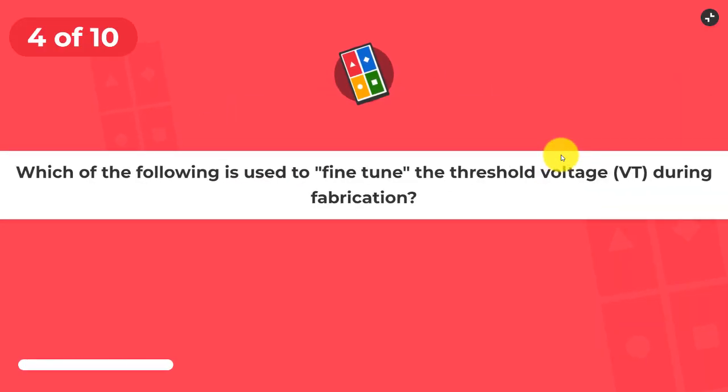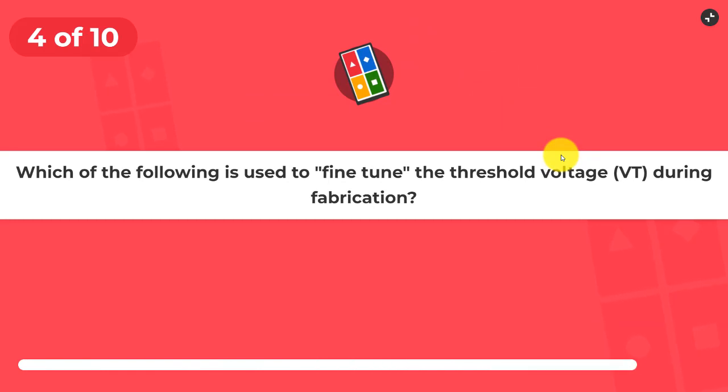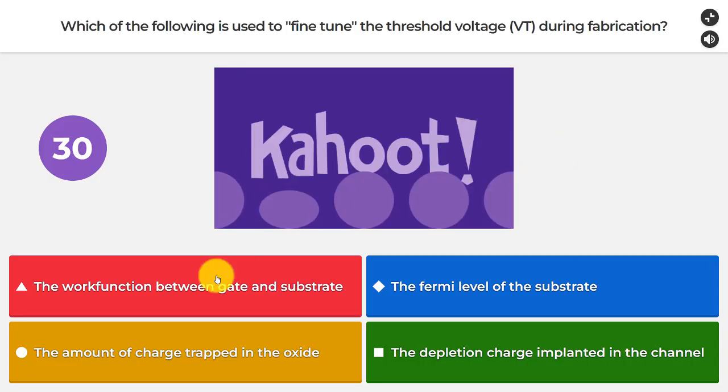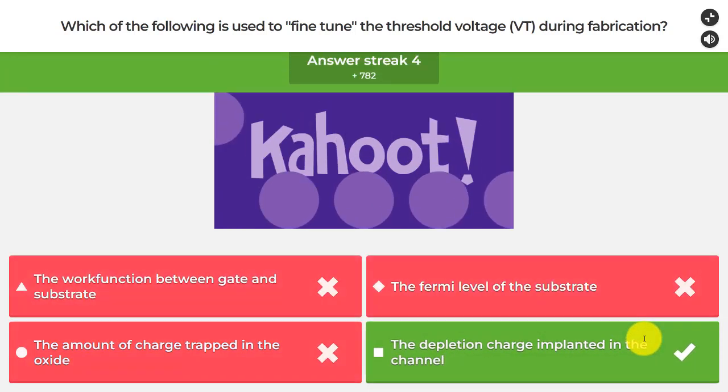So, which of the following is used to fine-tune the threshold voltage during fabrication? The work function between the gate and the substrate, the Fermi level of the substrate, the amount of charge trapped in the oxide, or the depletion charge implanted in the channel. And the answer here is going to be the green one.